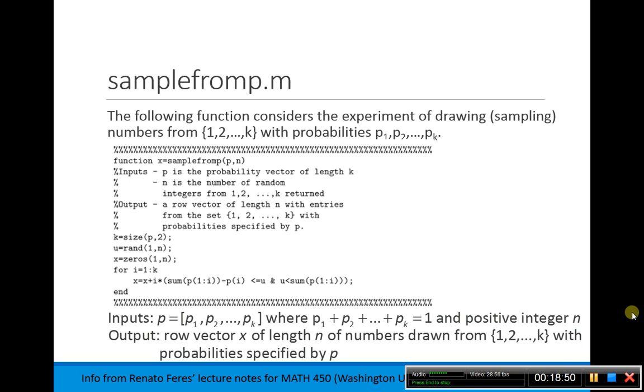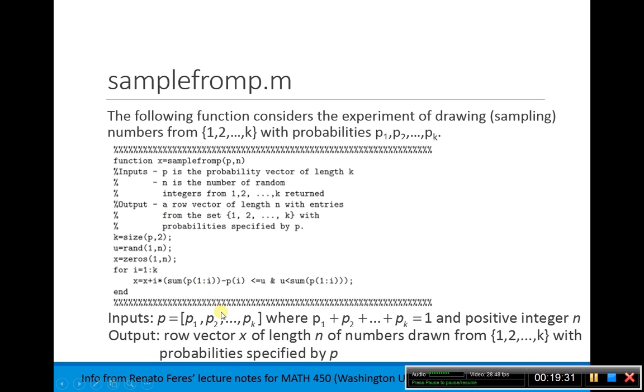This is a code, again, all these are from lecture notes by Ferries from Washington. So this command does a draw of the numbers 1 through k with probability p1, p2, all the way up to pk. So p is a probability vector. What's the probability I'm going to draw a 1, a 2, all the way up to a k? These all have to sum to 1. I need the sum of all possibilities to be 1. And then n is how many numbers I want to draw.